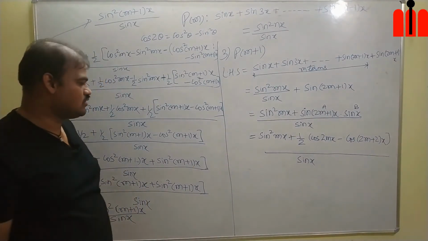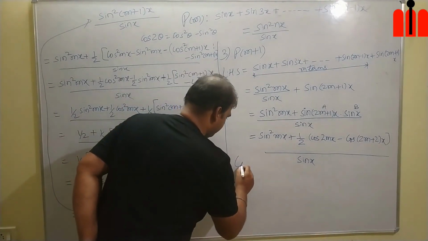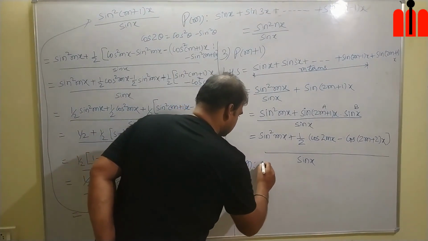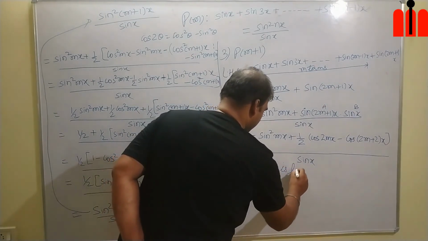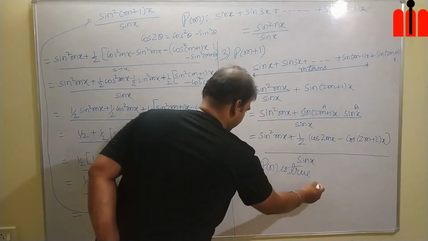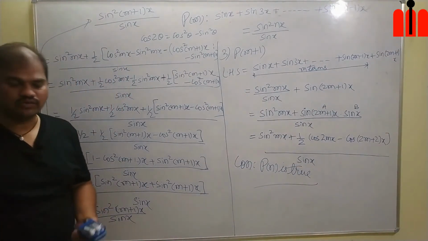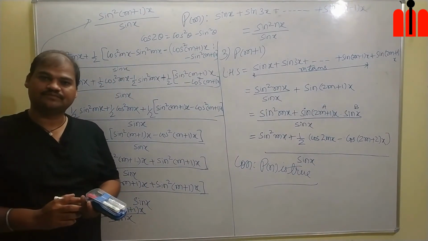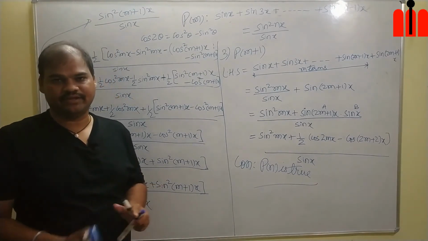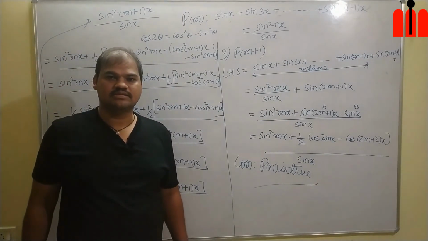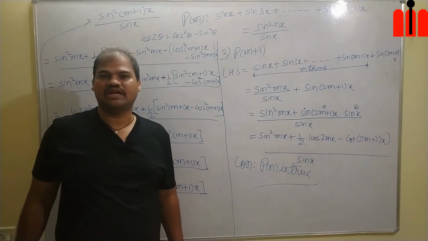So what is my conclusion? My conclusion is Pn is true. This is my conclusion, right? This completes the category 8. This is the end of detailed explanation class 2.